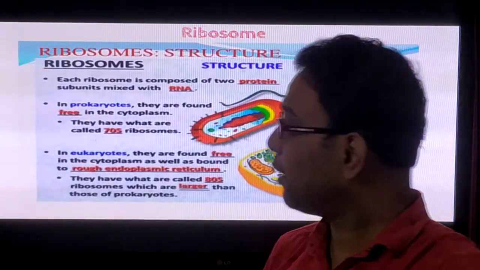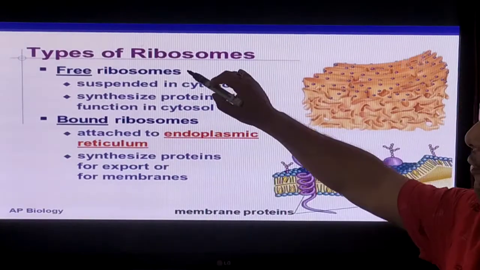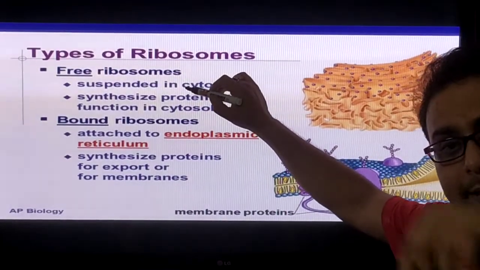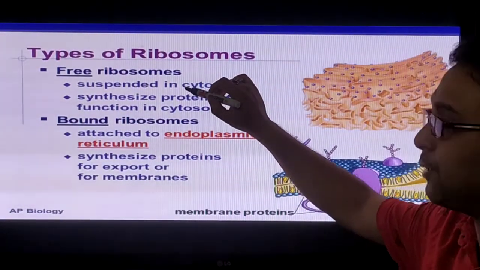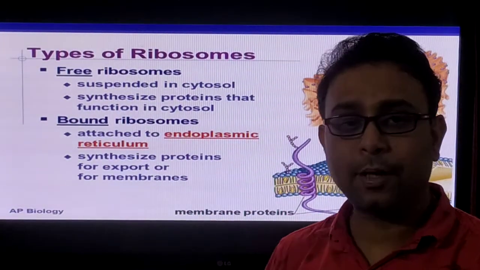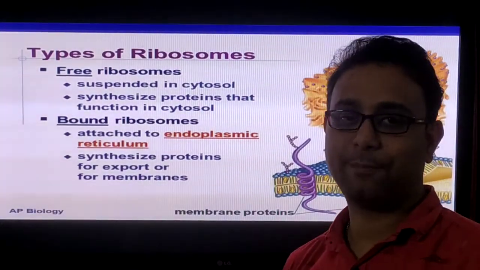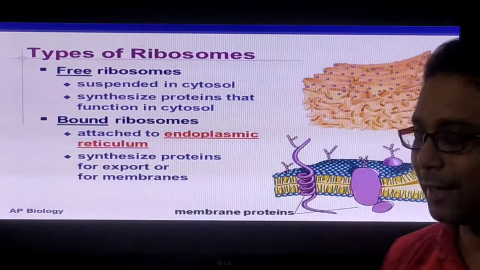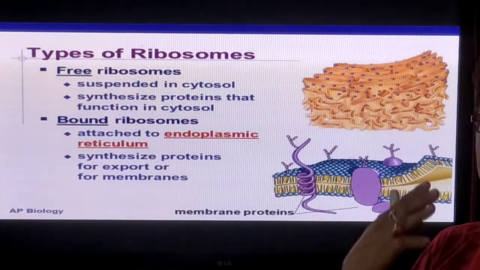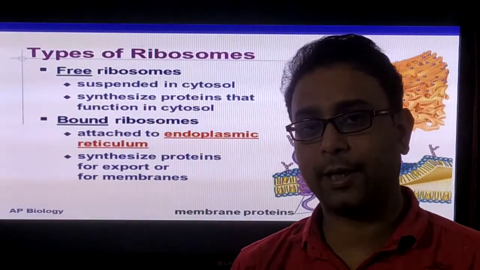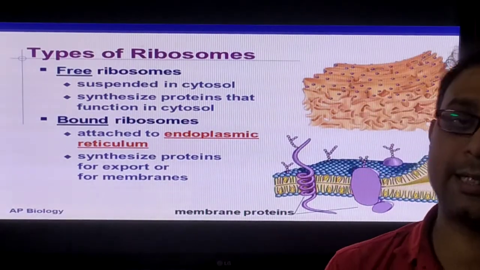Now the ribosome structure. There are free ribosomes, which are present in a scattered condition in the cytoplasm. On the other hand, bound ribosomes are bound to the endoplasmic reticulum. Clear? Very important. So what is their function? The main function of the ribosome is the synthesis of protein. That is the most important question of your class 9 syllabus.